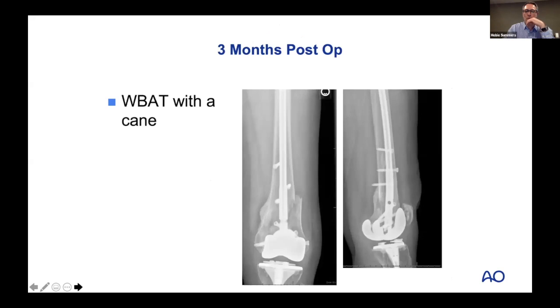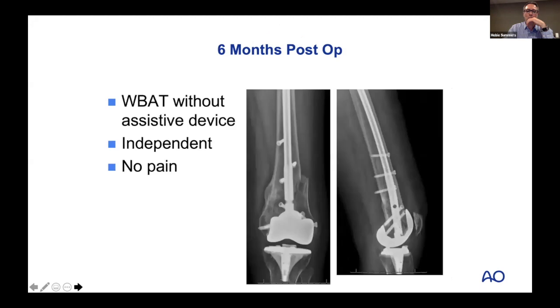3 months post-op, weight bearing with a cane. Already got some good callus there. And 6 months without an assist device, independent, no pain, looks pretty good. Yeah, she's still not totally healed on the lateral side, but we're seeing her back in another couple of months. But I thought this was an interesting use of a nail.